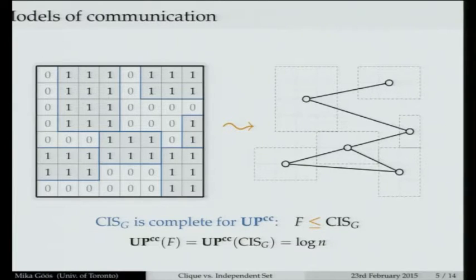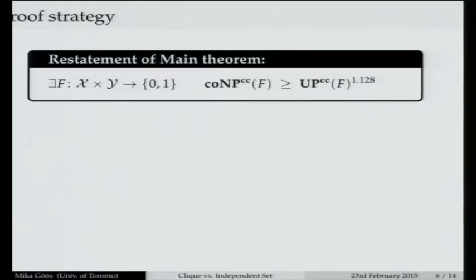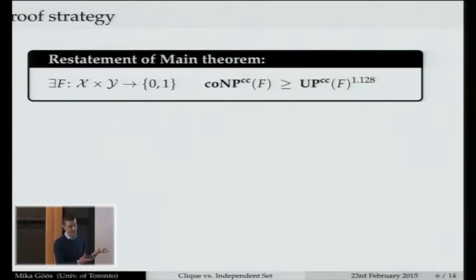So UP is a subclass of NP, and it's a question of what is the difference between UP and coNP. I can exactly rewrite the Alon-Saks-Seymour conjecture now in terms of just UP complexity, so here I've restated the theorem. The Alon-Saks-Seymour conjecture would say that the conondeterministic complexity is always linear in UP complexity, but my theorem says there exist functions where there is a polynomial gap.